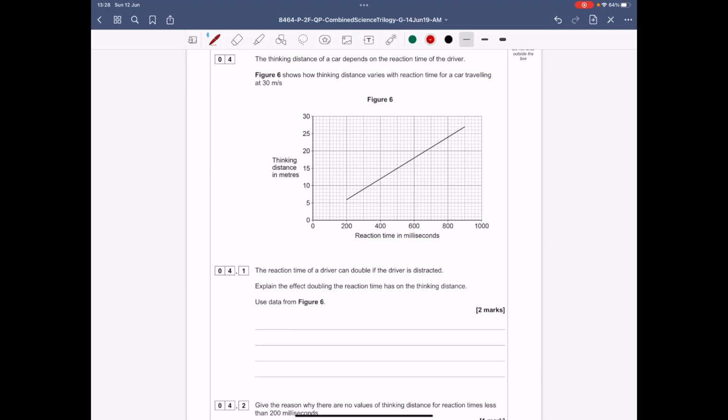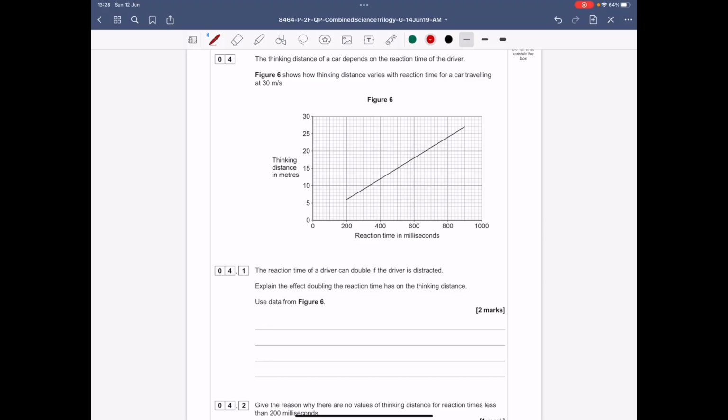Question 4 then. The thinking distance of a car depends on the reaction time of the driver. Figure 6 shows how the thinking distance varies with the reaction time for a car travelling at 30 meters per second. The reaction time of the driver can double if the driver is distracted. Explain the effect doubling the reaction time has on the thinking distance. Use data from figure 6.